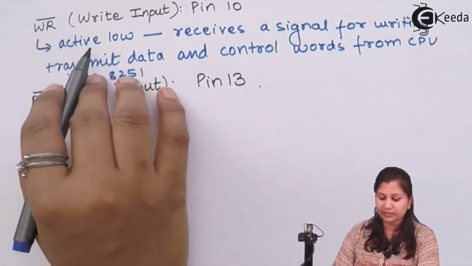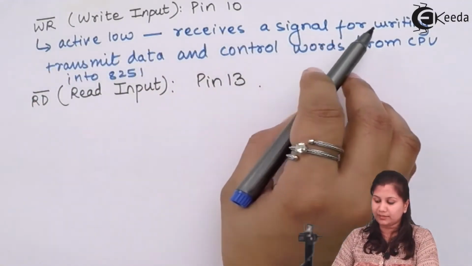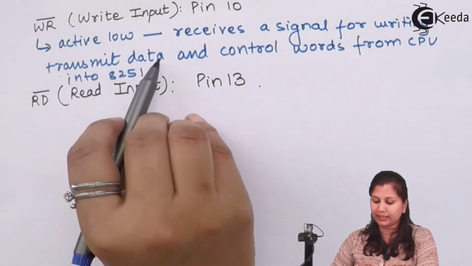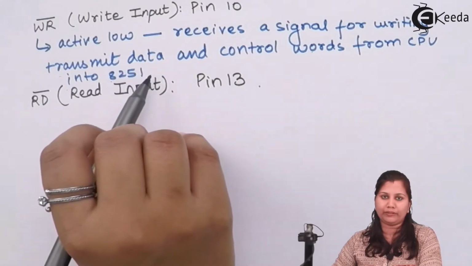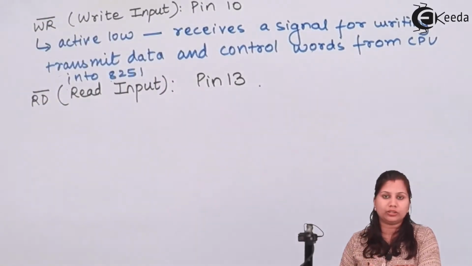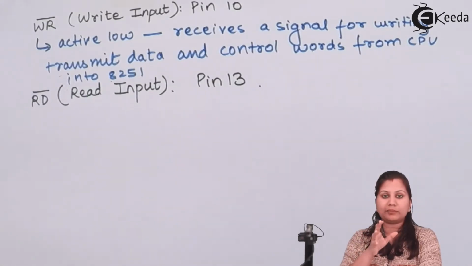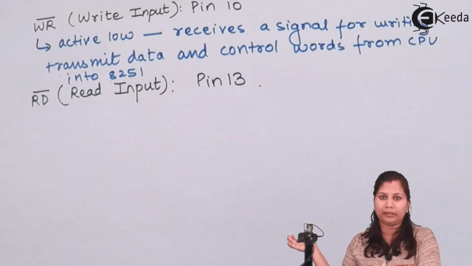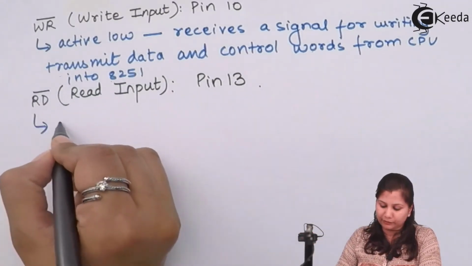So when this write signal is active low, the 8251 receives a signal for writing the transmit data and control words from the CPU into the 8251. So when this signal is activated, the data will be written into the 8251. This data can be the control word or the transmit data, meaning the data which is going to be transmitted by the CPU to the peripheral devices. Now the read input is also active low.